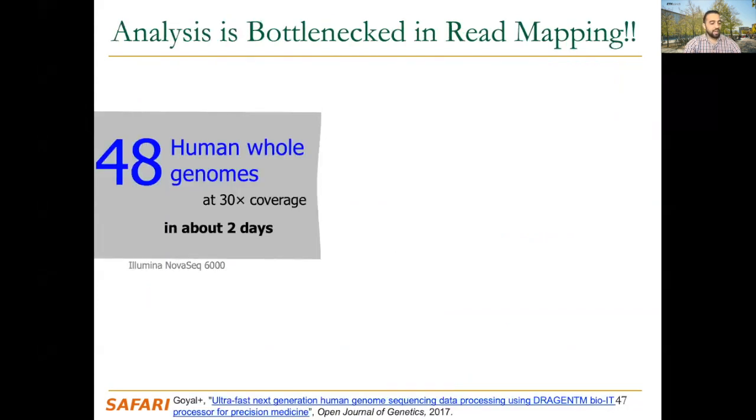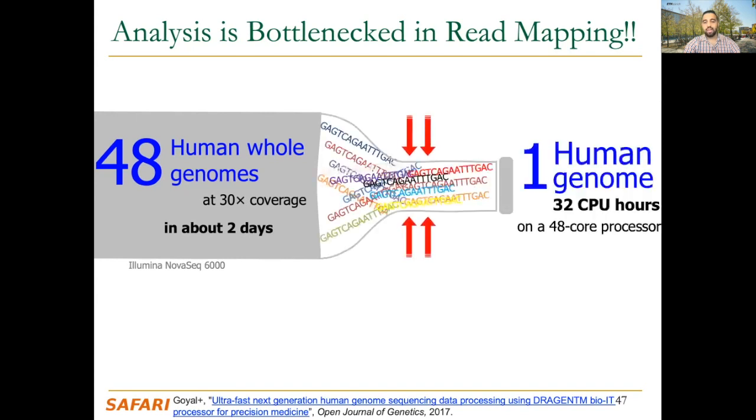Okay, when we do the analysis, we can see that read mapping is really the bottleneck. Sequencing can perform this very quickly, so 48 human genomes in about 2 days, but when we do the analysis, only a single human genome can be processed in about 32 CPU hours. And that makes it a bottleneck.